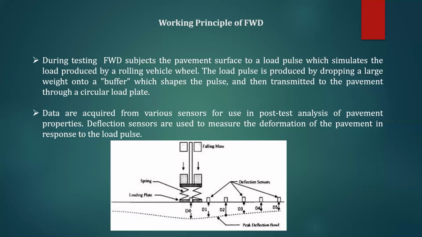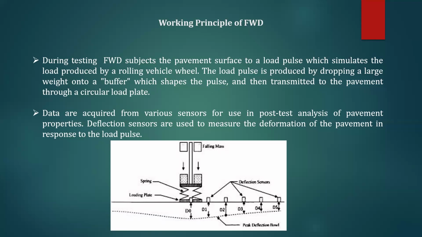If you see this image, we have a spring system. So we have a mass which is raised to a certain height and it is released. So it will fall onto that spring system and it will apply onto the pavement surface. We will thoroughly discuss the dimension of that loading plate. If you see here, we have deflection sensors, loading plate, spring system, falling mass, everything. The configuration and dimensions, all that we are going to discuss in the coming slides.